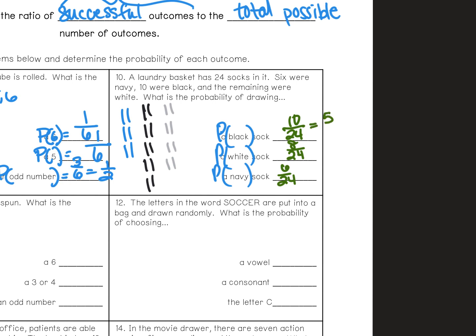I can chop that. I need to write it in simplest. Always write your probability in simplest. That means for every 12 socks, 5 are black. Probability of white, for every 1 sock, 3 are white, because 24 simplifies to 3. And for every navy sock, every 4 socks, there's 1 navy sock. So there's our probabilities for those 3.